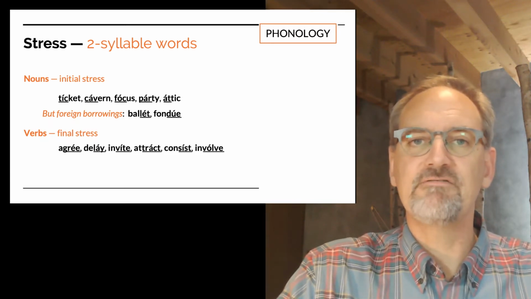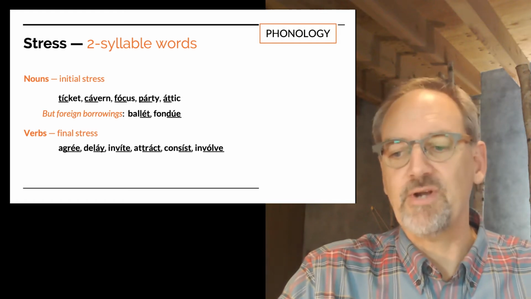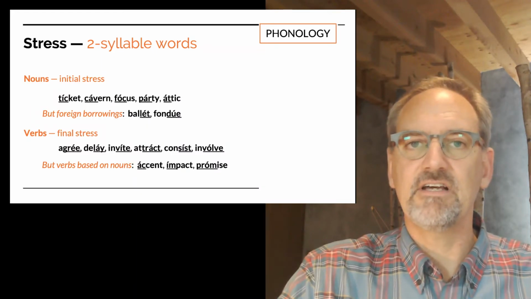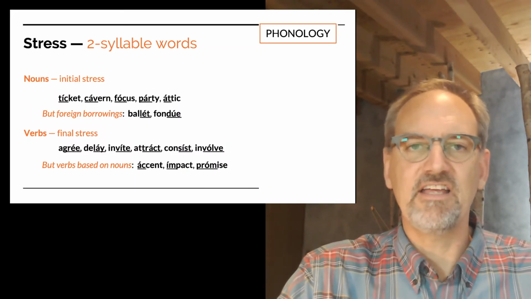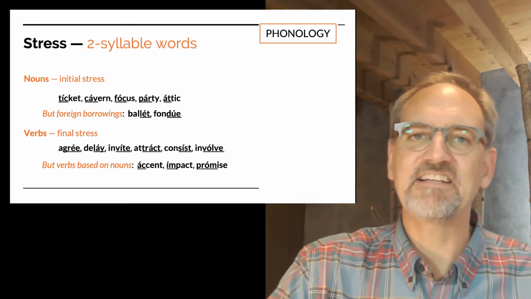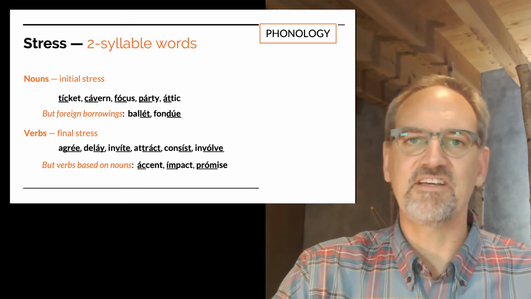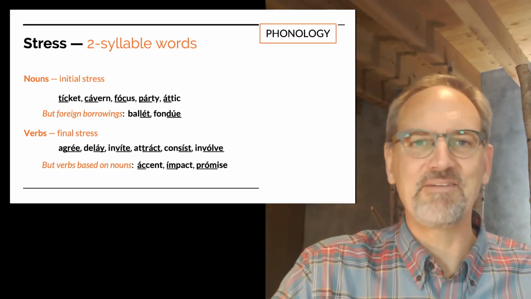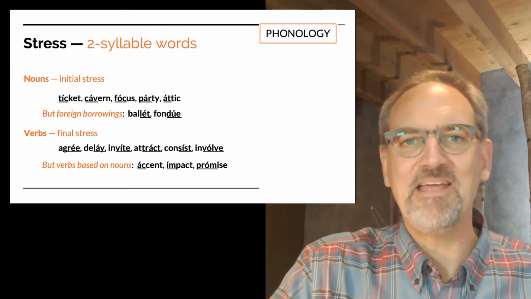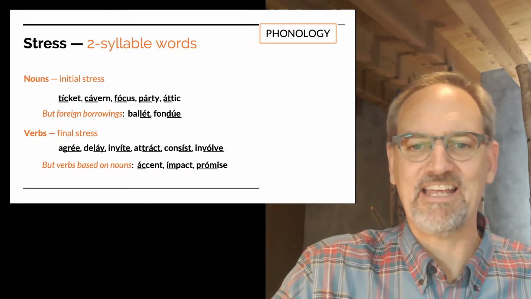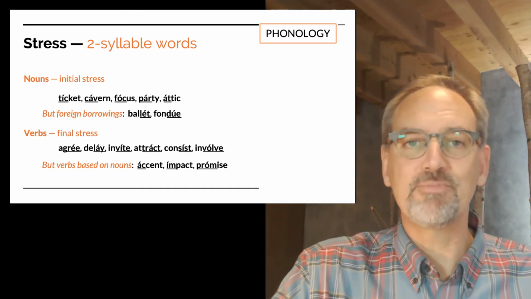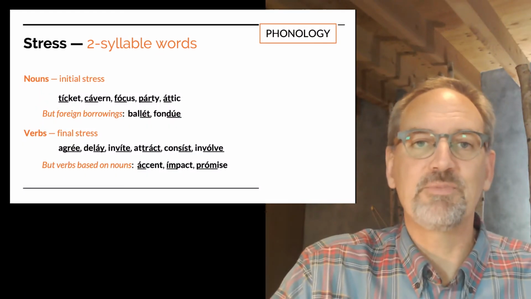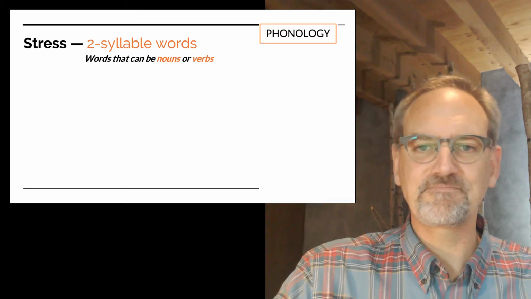And verbs, we also have verbs that are pronounced with initial stress if they're verbs based on nouns. So accent is a noun. I speak with an accent. Or accent can be a verb, right? To accent the color in the room or something. I'm not sure. Impact can be a noun. Is a verb, but based on a noun. Promise. Right? To give someone a promise is to promise them. They're pronounced with the same stress pattern.